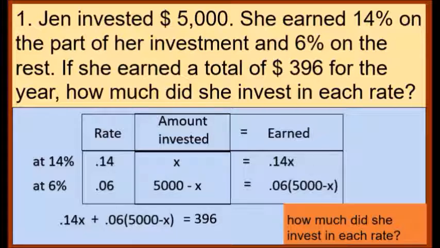Para makuha yung earned, 0.14 times X, or 0.06 times 5,000 minus X. Ngayon, ang bubuin nating equation, from the word equal, dapat may equal yan. 0.14X plus 0.06 times 5,000 minus X equals 396. Saan nakuha itong 396? Ito yon, yung total na kinita niya.